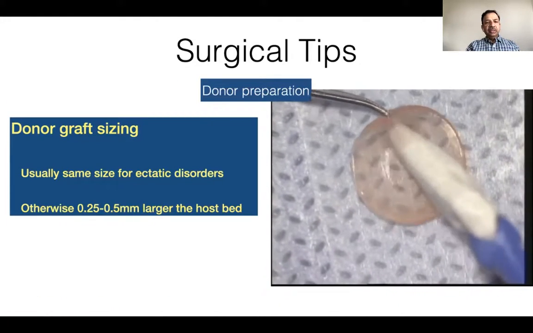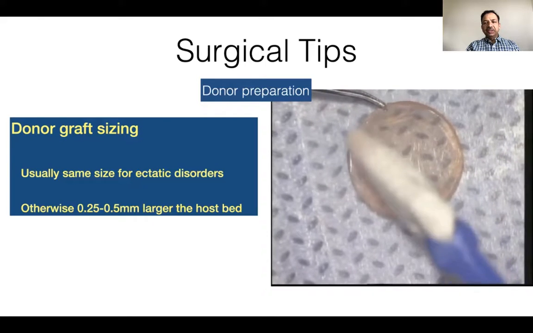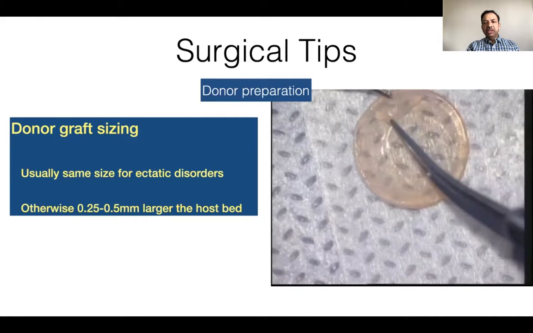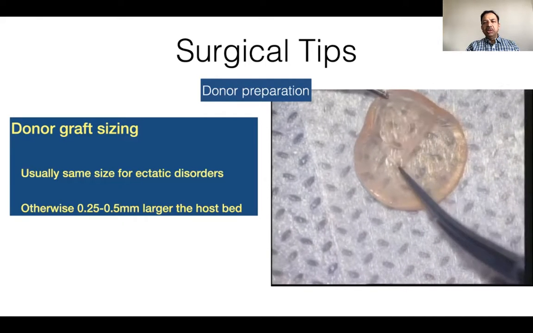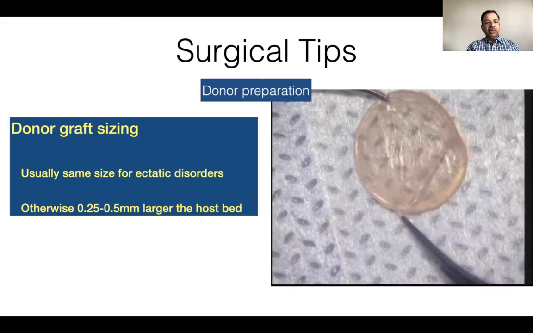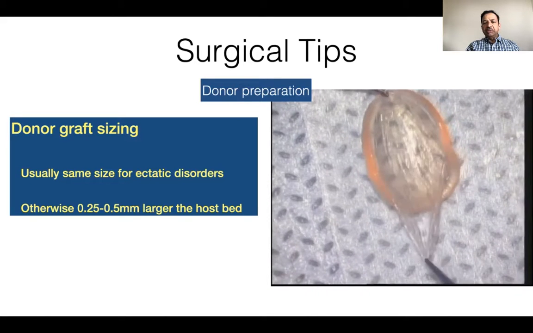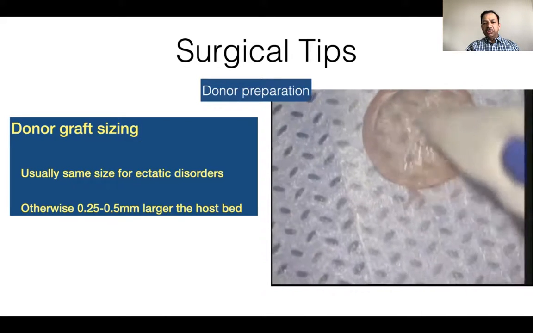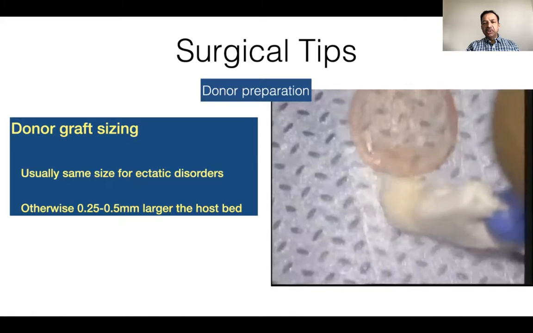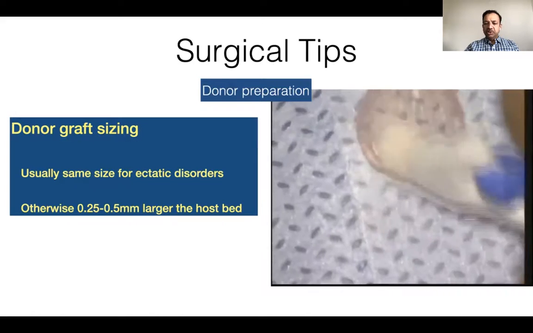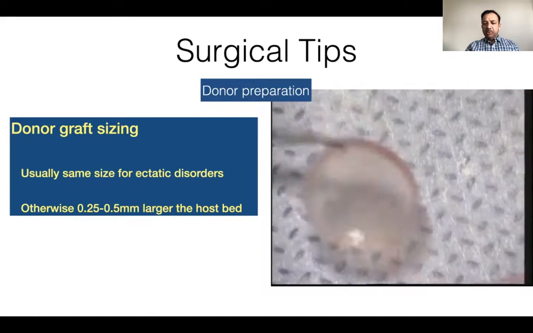The donor graft sizing for ectatic disorders is usually the same size, but if you are using it for other indications, you can oversize it by 0.25 to 0.5 millimeters. The Descemet membrane from the donor tissue is usually peeled off either using a forceps or you can use a Merocel sponge to scrape it off.